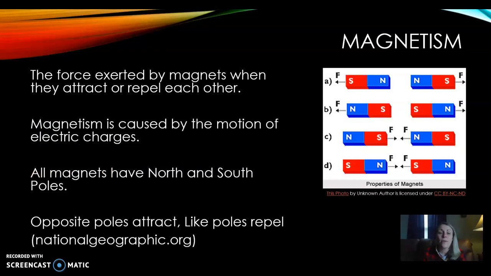Magnetism is the force exerted by magnets when they attract or repel each other. Magnetism is caused by the motion of electric charges. All magnets have north and south poles, as you can see in the image, and opposite poles attract, like poles repel. So for figure A and B in this image, you can see that because the same poles are facing each other, our arrows are going outward, meaning that they are repelling each other. For C and D, you can see that the opposite poles are together and the arrows are showing that they are attracting to each other.